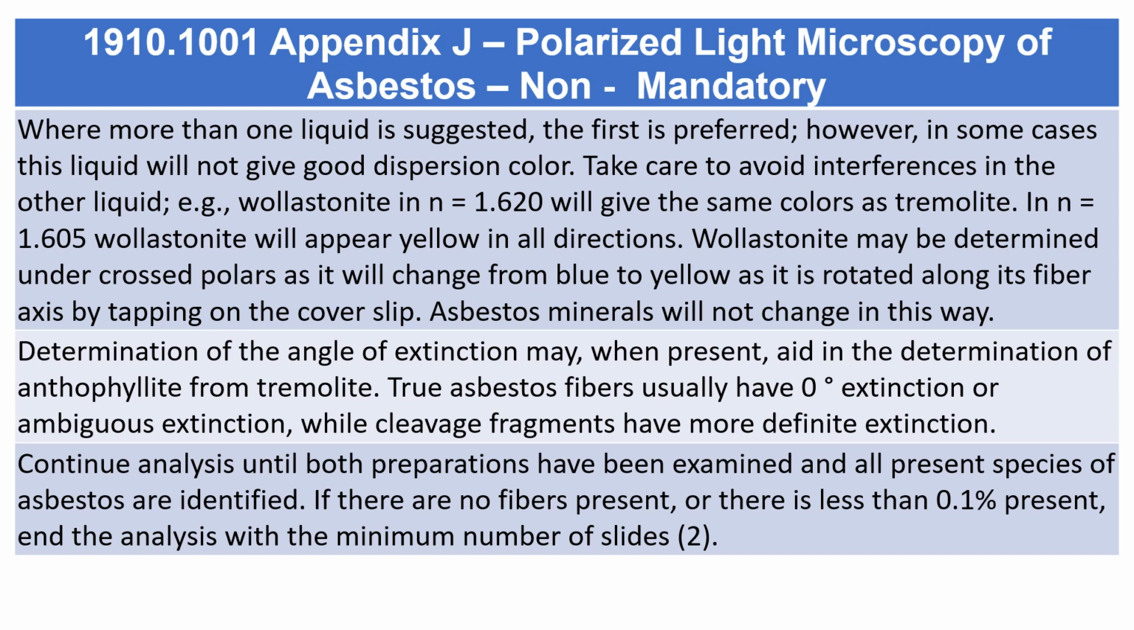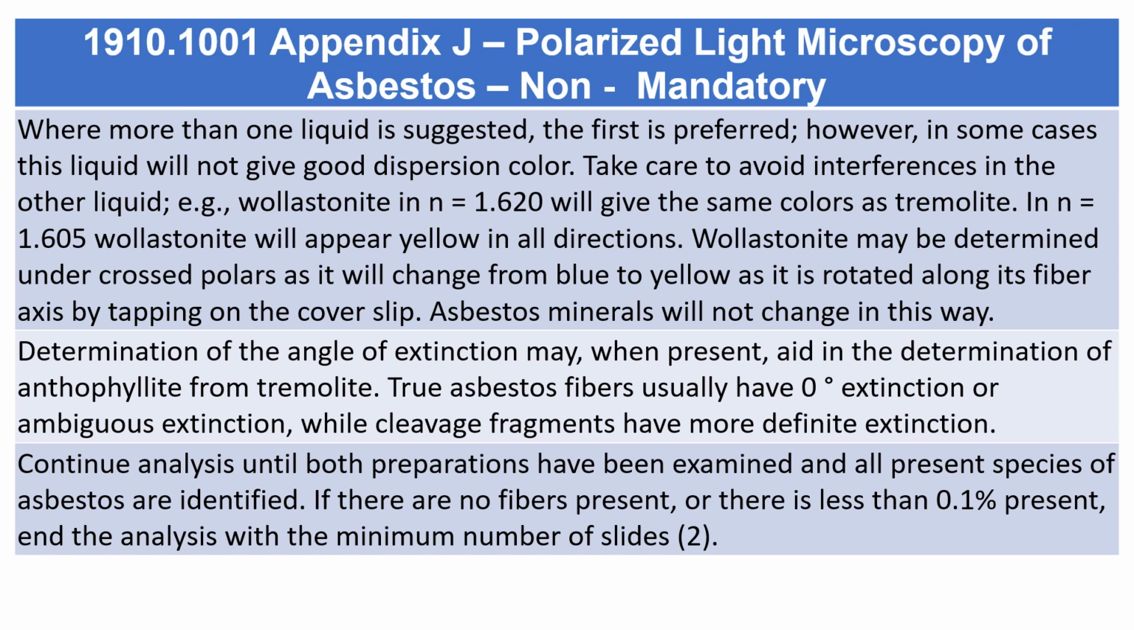However, in some cases this liquid will not give good dispersion color. Take care to avoid interferences in the other liquid, e.g., wollastonite in N equals 1.620 will give the same colors as tremolite. In N equals 1.605, wollastonite will appear yellow in all directions. Wollastonite may be determined under crossed polars, as it will change from blue to yellow as it is rotated along its fiber axis by tapping on the cover slip. Asbestos minerals will not change in this way.